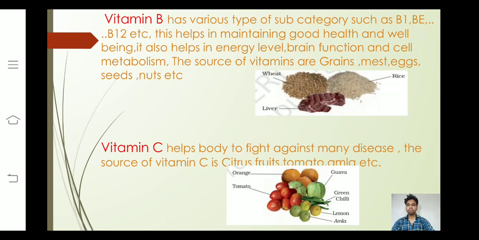Vitamin C. Vitamin C helps our body to fight against many diseases. The sources of vitamin C are citrus fruit, tomato, amla, etc. Some examples are orange, tomato, guava, green chili, lemon, amla, etc.